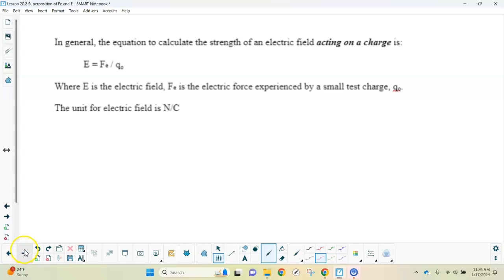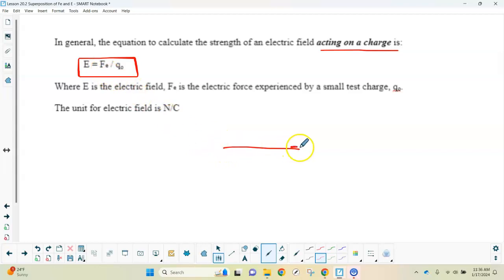Okay. So in general, the equation to calculate electric field strength of an electric field acting on a charge. So this is important. You can calculate the electric field that is acting on a charge, or you can calculate the electric field created by a charge. But this one is for acting on a charge. That's this equation. So the electric field is Fe divided by Qo. Qo is the test charge, or whatever the charge is in the field. And then Fe is the electric force.